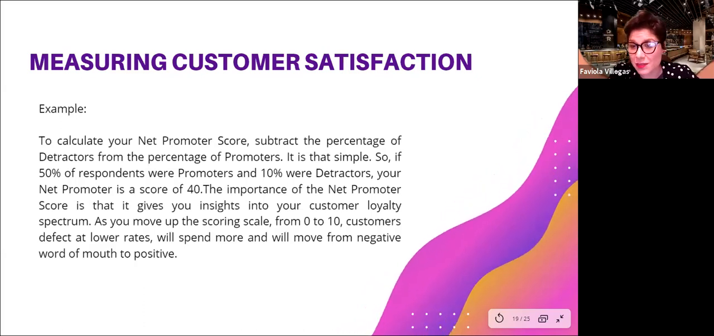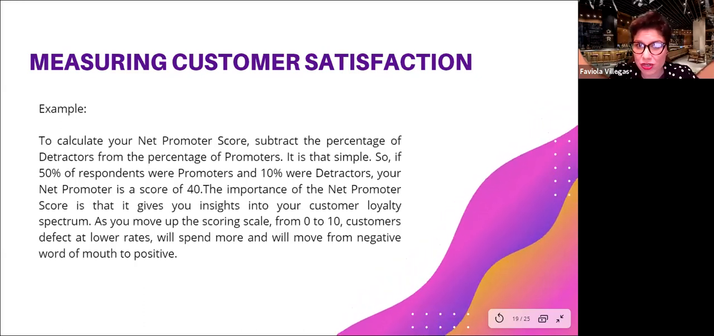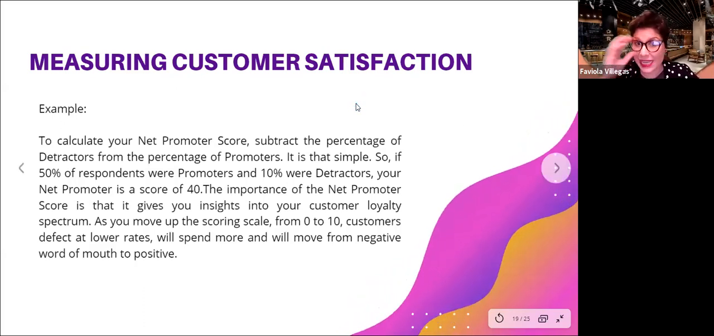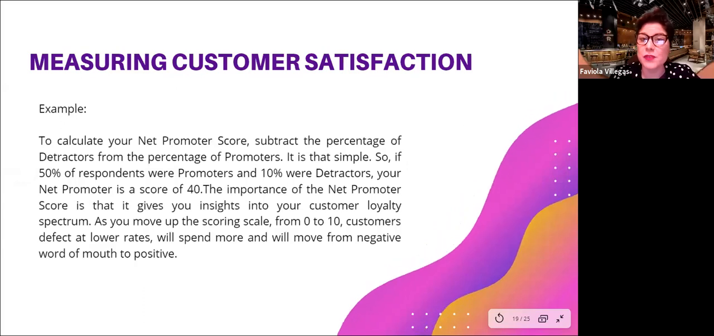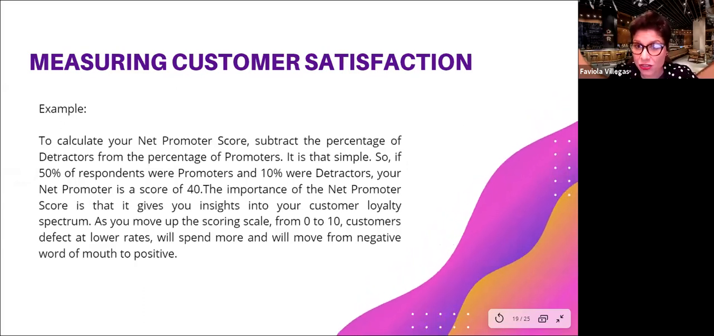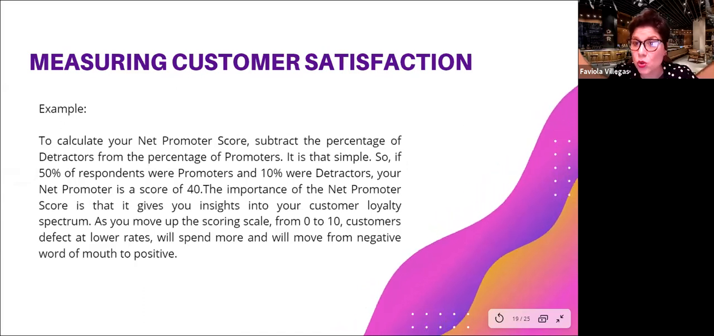Welcome. And talking about an example, to calculate your net promoter score, subtract the percentage of detractors from the percentage of promoters. It is that simple. So if 50% of respondents were promoters and 10% were detractors, your net promoter score is 40.